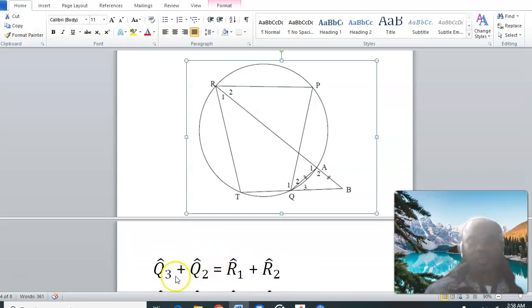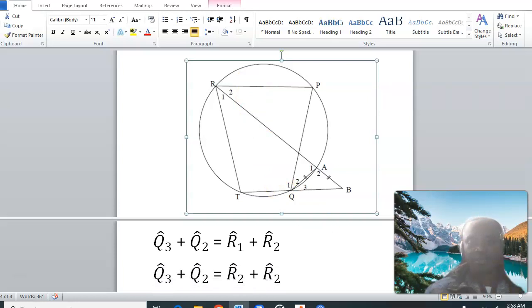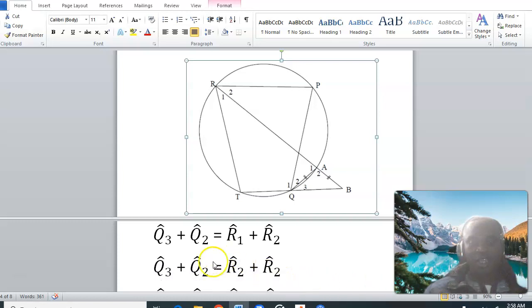Then Q3 plus Q2 is equal to R1 plus R2. I've already stated this. Q3 plus Q2 is equal to R1 plus R2. That's the exterior angle of a cyclic quad. I've already said that. Then we can say that Q3 plus Q2 is equal to R2 plus R2, because R1 is equal to R2.